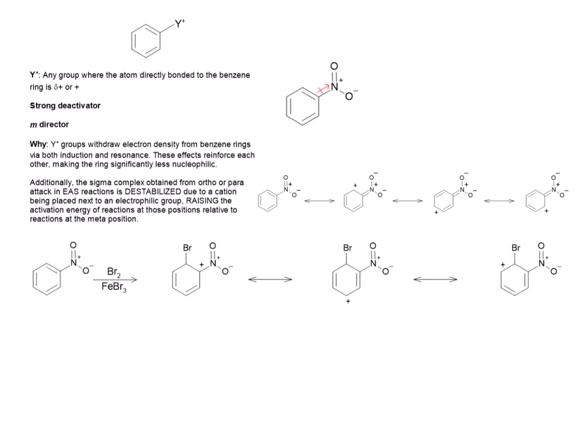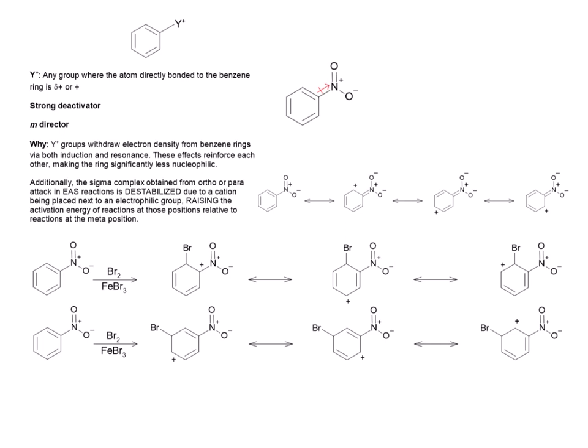Let's start with ortho. We can see here that we have the NO2 group, a Y plus group, on the benzene ring. And once again, we are going to do an ortho attack with Br2 and FeBr3. You can see in that very first resonance structure drawn in the sigma complex that we put a positive charge directly adjacent to that positively charged nitrogen. Two positive charges next to each other is highly destabilizing. That's going to raise the activation energy for an ortho attack.